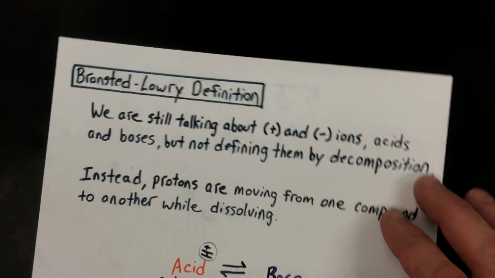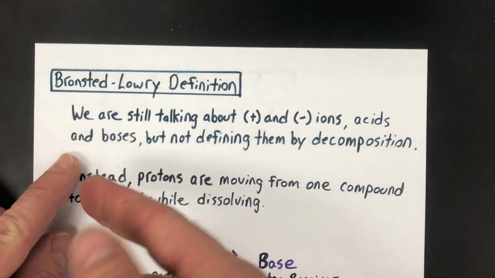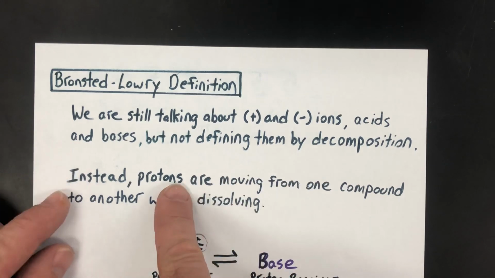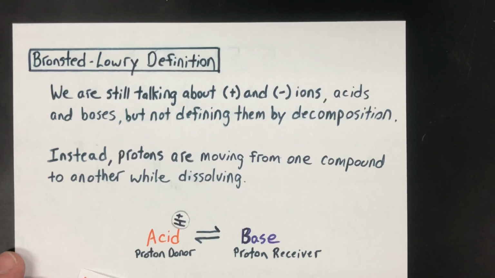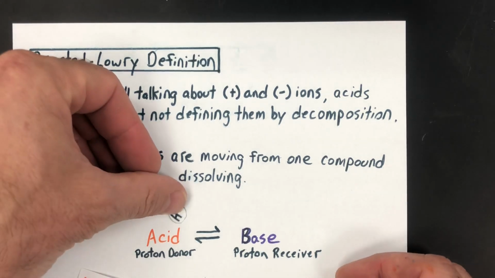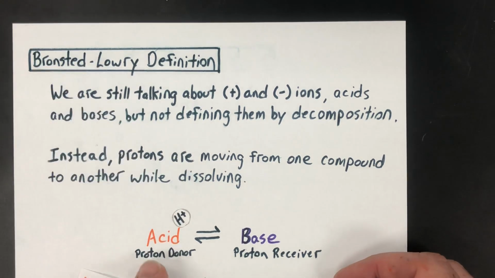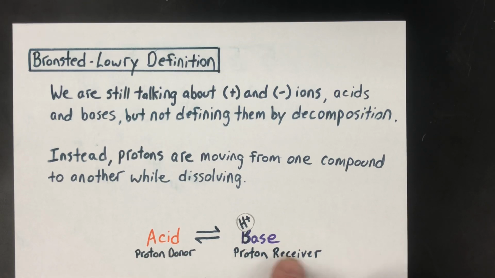Okay, so let's look at the Bronsted-Lowry definition. We're still talking about positive and negative ions, acids and bases, but we're not defining them by decomposition. Instead, we're talking about protons moving from one compound to another. So it's like this. Here's an acid and here's a proton. It says H+. That's a proton. That means a hydrogen atom has lost an electron, and all that's left is a proton. That's why we symbolize it H+. But if these two compounds were in water, an acid will donate that proton to a base. So that's the proton donor and the proton receiver.